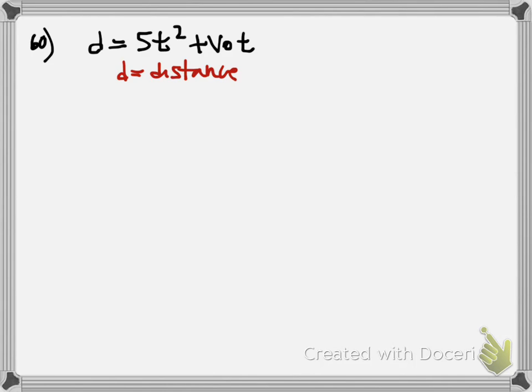So they're saying we're going to use this formula, d equals 5t squared plus v sub 0 t. And in this case, they say d is the distance the object travels. So I'll write that in here. Anytime you're given a problem like this, they're going to tell you what each of the variables represent. Other than t for time, which usually we know. Distance the object travels. t is time.